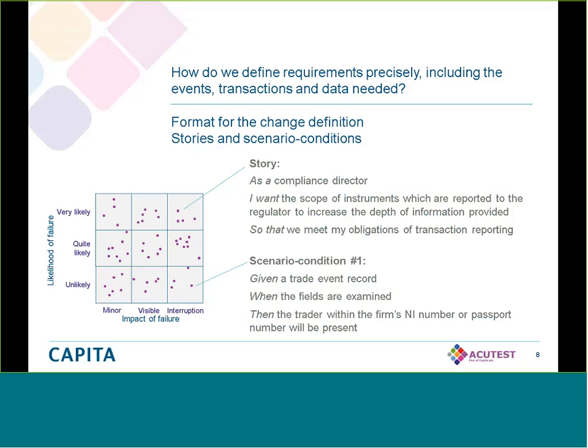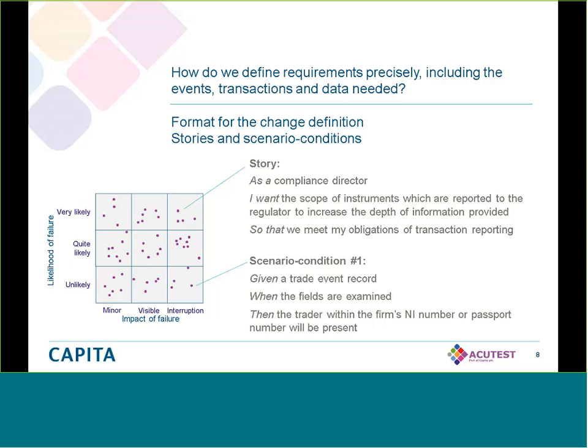And it's our suggestion that people take on board stories and scenario conditions. You write the items in a clear, concise way. So all the stories start in the form as a and some stakeholder who really wants this story. And again, we see people working on things where there's no beneficial owner, and probably it's not worth doing. And then you say, I want, and this is the thing that they want. So in this case, the compliance director, I want the scope of instruments which are reported to the regulator to increase the depth of information provided. So you can see there's a clear thing. And then there's a so that's the real benefit. So we're not coding and preparing items which have no real benefits to the organization.